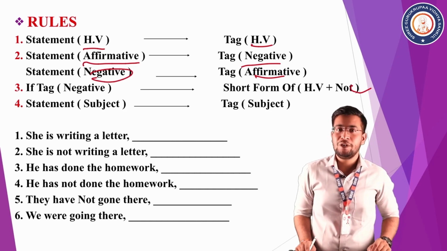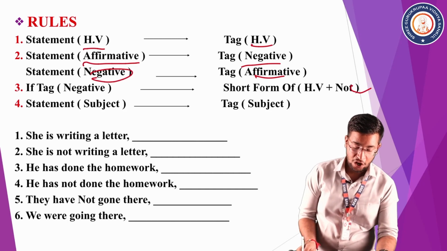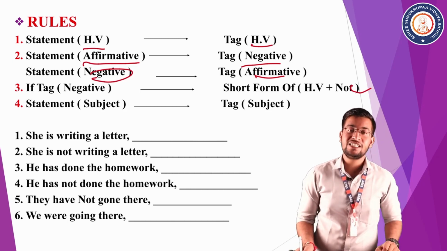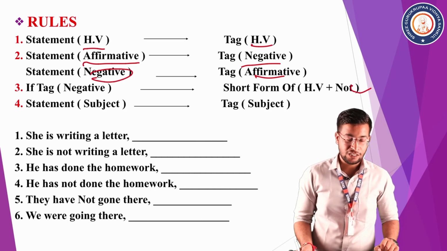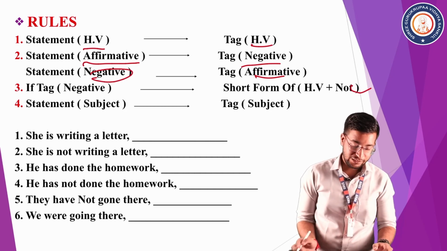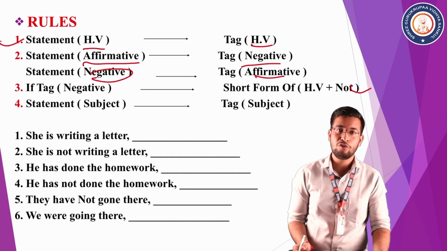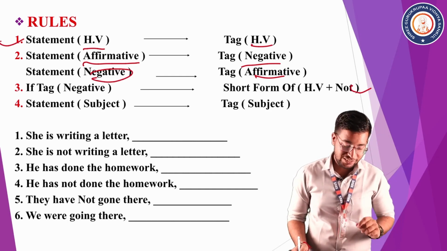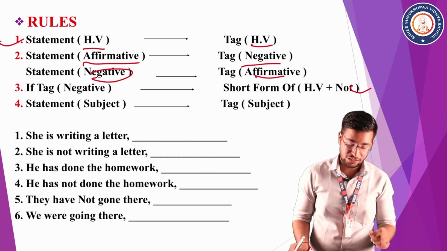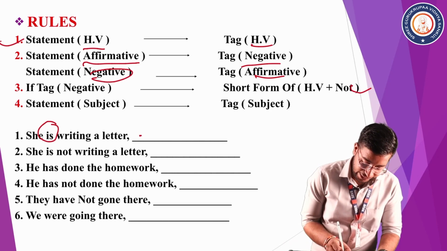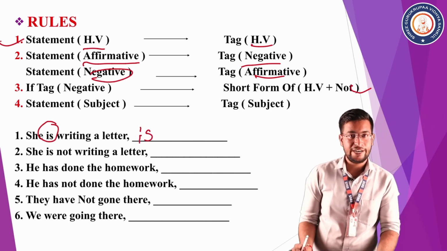Now let's implement these rules in our example. For example, our first example is she is writing a letter. So according to rule number 1, the helping verb of statement will become helping verb of tag. Now students, tell me, what is the helping verb in the statement? Yes, you are right. Our helping verb is is. So we will use is here. It is clear to you.